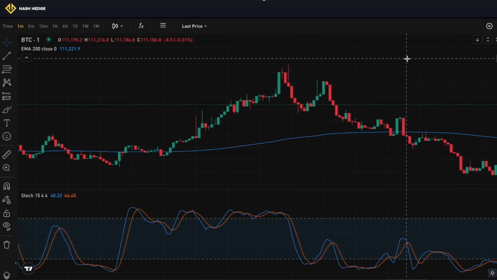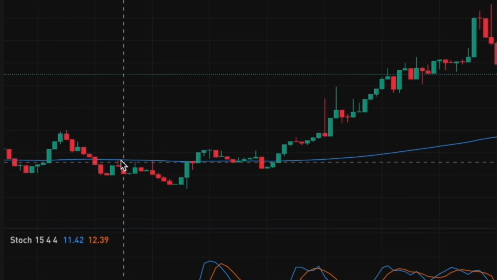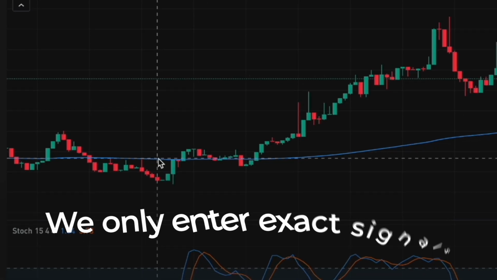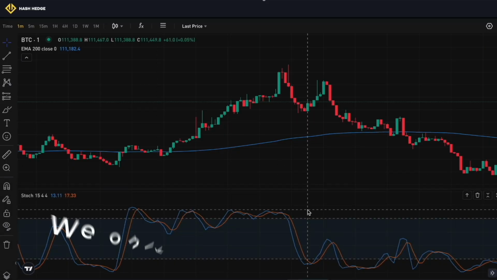A very important point about this strategy. Be patient. Don't get into borderline trades. Don't get into trades that are just on the borderline of the 200 moving average, where maybe you go in, maybe you don't. We only enter exact signals. Only signals in which all our conditions match perfectly.